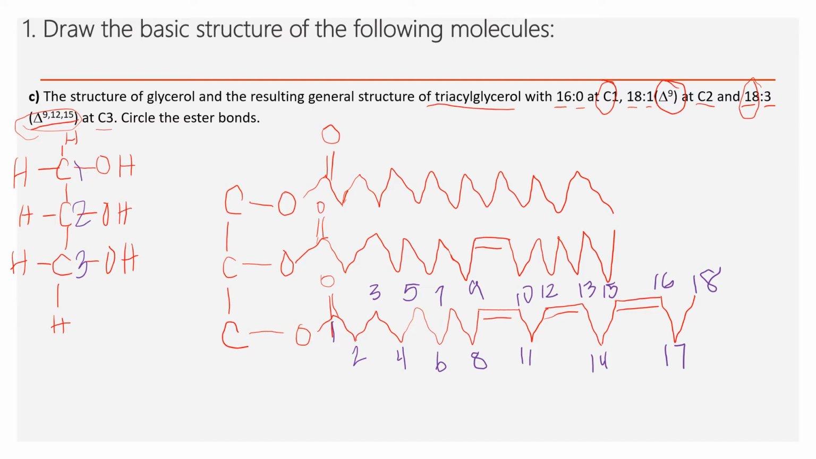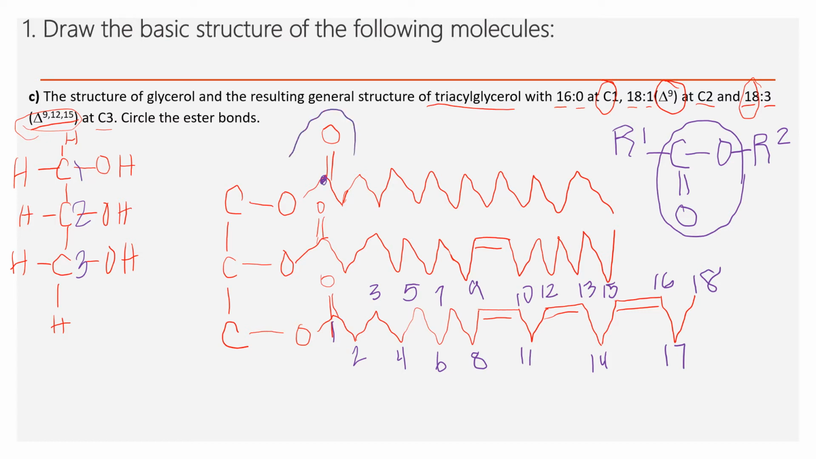It also tells you to circle the ester bonds. So what does an ester bond look like? Here we go. This is the ester bond. Remember, this is a carbon right here. The carbon has a carbonyl and then the oxygen. So there you are.